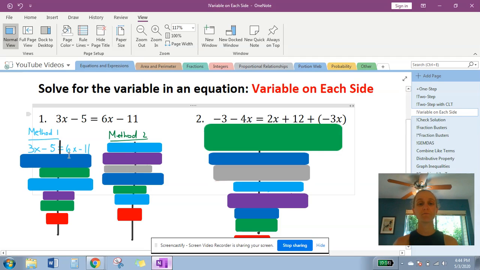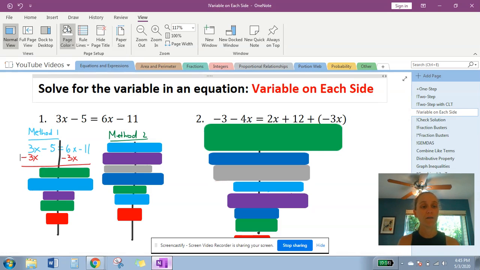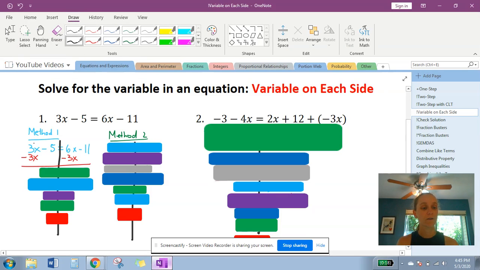So it's still the same plan as the two-step equations. You want to move all the x's, or the variables, on one side, and the units on the other side. So for this one, if I want to move the 3x over here, I'm going to subtract 3x from each side, because 3x minus 3x is a 0 pair. And you notice how I put the 3x under the 6x because those are like terms. I'm not combining the 3x with the 11 over here.